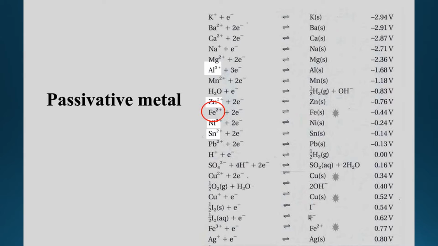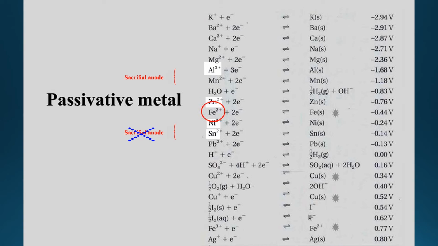So in the standard reduction potential table, it indicates those metals. Iron is in the middle. Some passivative metals are above the iron. That means they form an oxide layer and will stop the rusting. And below iron, nickel and tin also form an oxide layer which will stop rusting, a stable oxide layer. But the ones above have another additional advantage.